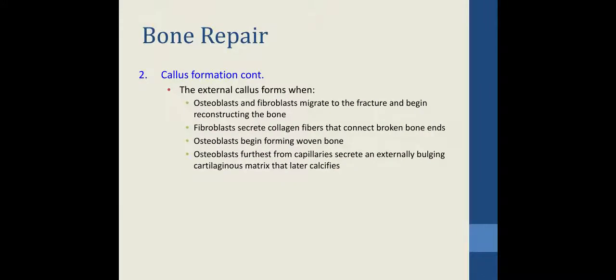Once you've got that callus, the osteoblasts and fibroblasts are going to go there and they're going to start reconstructing the bone. Fibroblasts are going to make collagen fibers and connect broken bone ends. Osteoblasts are going to start making the woven bone. And then osteoblasts will also help make more capillaries. And this matrix that will eventually calcify.